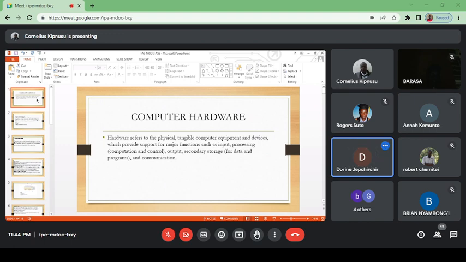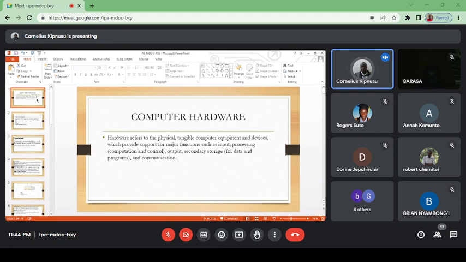Okay, I want us to talk today about computer hardware. You remember last time I talked about computer software? And we wound up by saying computer software is a set of instructions that guides the hardware. And today we want to look at the hardware.